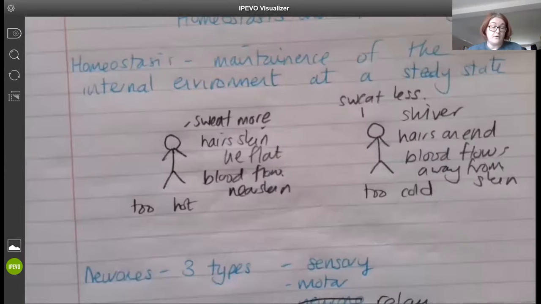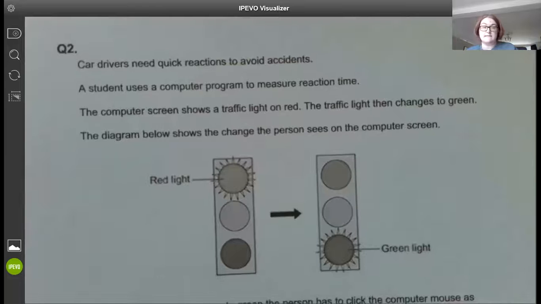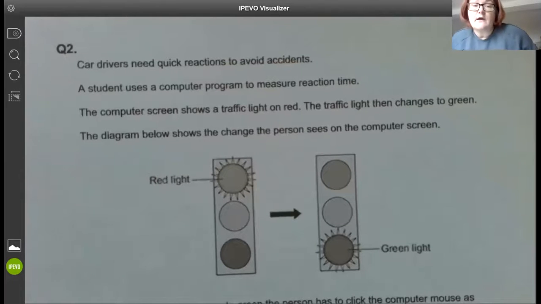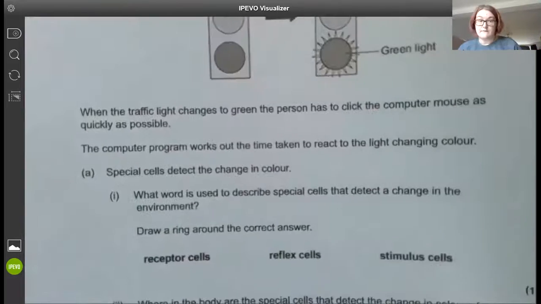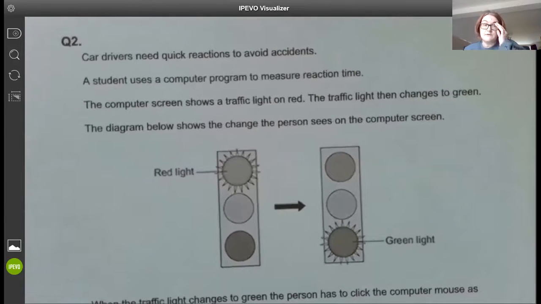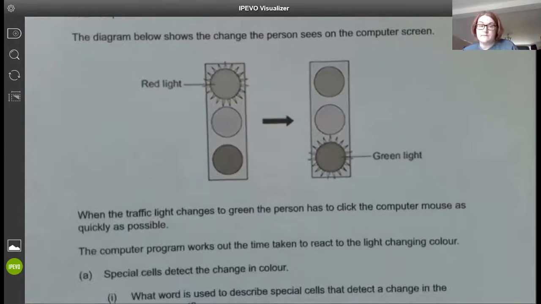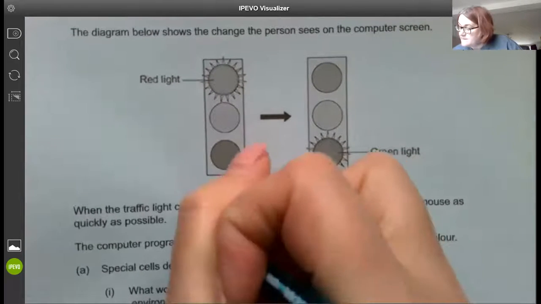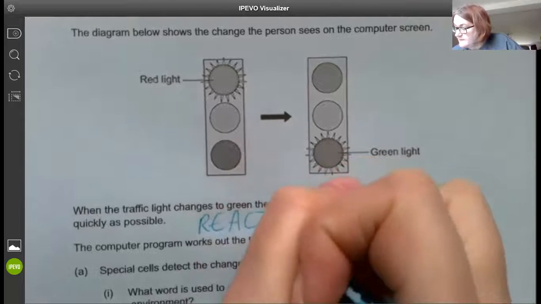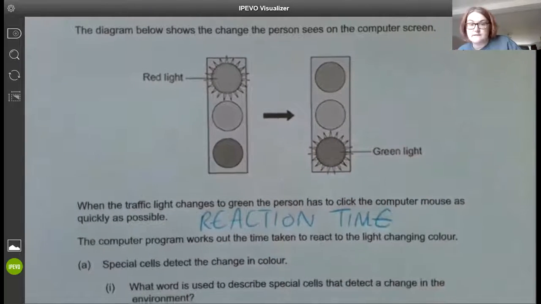And task 4 that we've got on there is to have a go at the second exam question. So can you pause the video and take 10 minutes and have a go at the second exam question before we go through it? So I'm going to go through it now. So they're using a computer program to avoid accidents, and it's changing of light, and they've got to click on the computer mouse as quickly as possible. So this should point out to you that they are testing reaction time, if that's what they're doing.